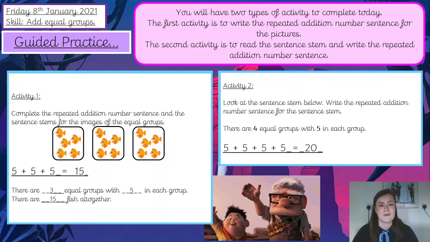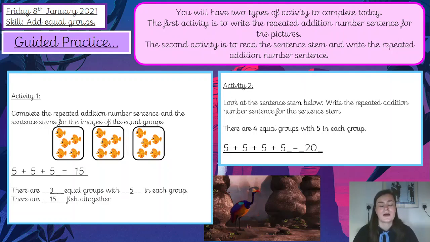That's quite wordy, so if you're at home you might need to talk through it with your adult, and if you're at school you might need a little bit of extra support just from your teachers there, because that is quite tricky to do. Okay.